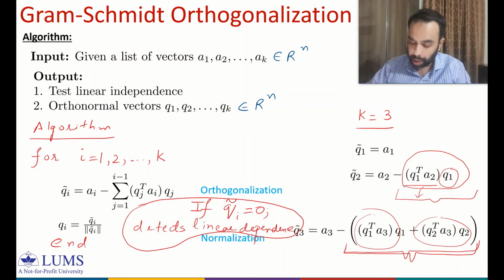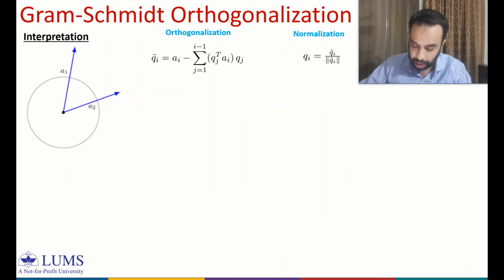Okay, let me also try to explain this geometrically or graphically. We take two vectors, A1 and A2, and we know that the Gram-Schmidt process is a two-step process. The first step is orthogonalization, and the second step is normalization. Since we have two vectors, we'll have two iterations of the algorithm. We start with k is equal to 1, iteration 1.